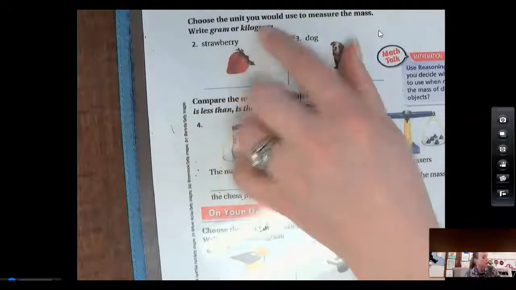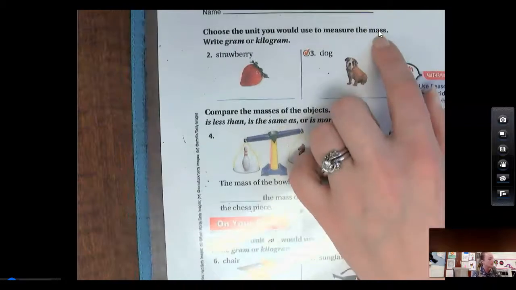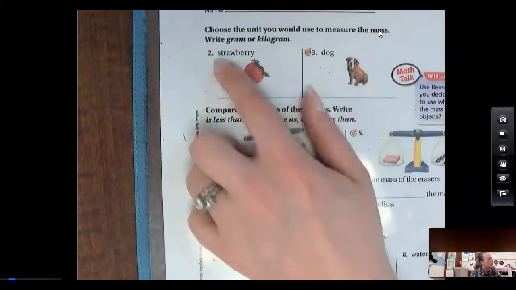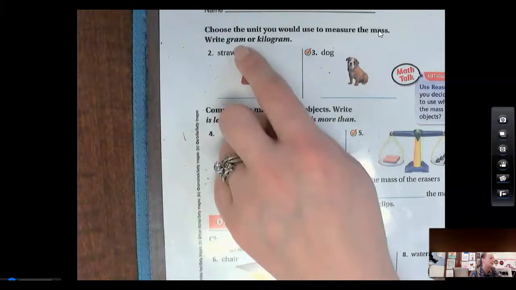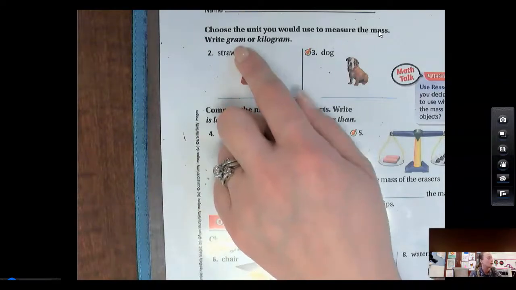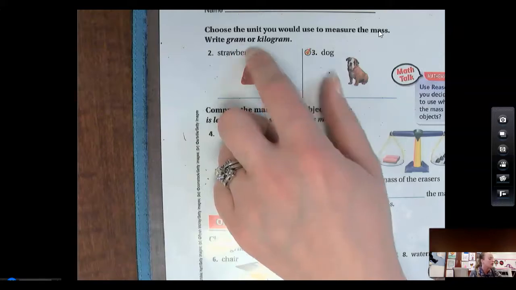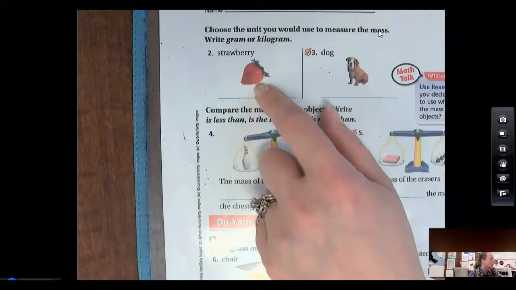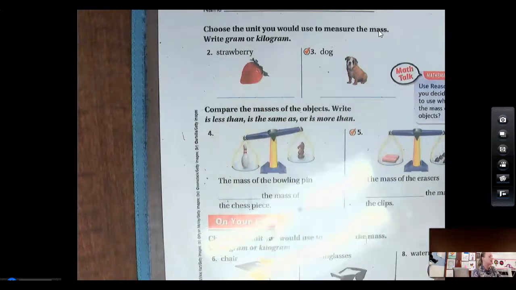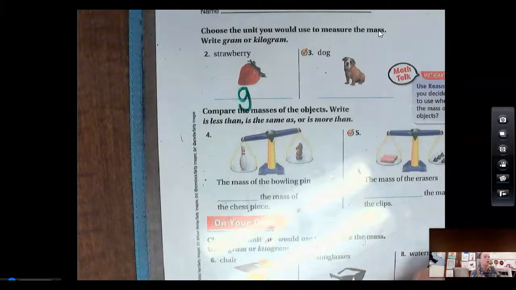Choose the unit that you would use to measure the mass. Remember, mass means weight, right? Gram or kilogram. Remember that a gram is a smaller word. Therefore, it is a small measure. Remember, a gram is like a paperclip. A kilogram is like a book. What would we measure strawberries in? If you said gram, you are correct. You may write a G for gram.